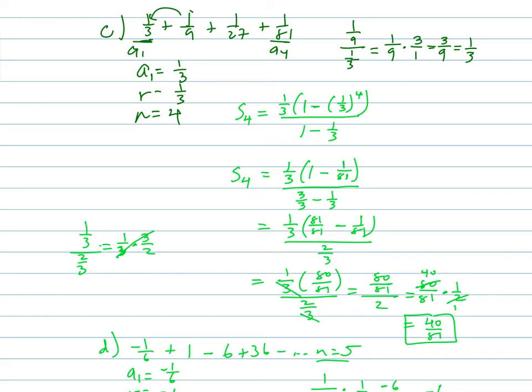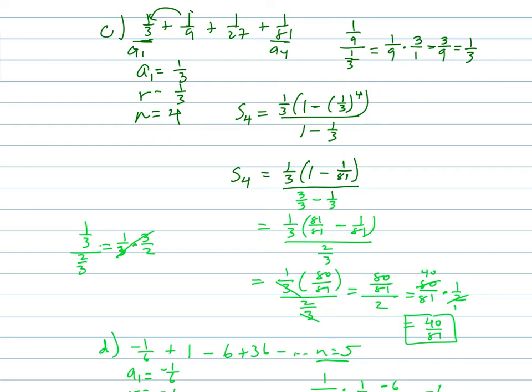Okay, so now we are ready to sum these up. The sum of these 4 terms is a sub 1 times 1 minus r to the n, all over 1 minus r. So s sub 4 equals 1/3 times 1 minus, let's see, what is 1/3 to the 4th? Well, you have 1/3 times 1/3 times 1/3 times 1/3. That's going to be 1 times 1 times 1 times 1 over 3 times 3 times 3 times 3. That's 9 times 9, or 81. All over 1 minus 1/3.